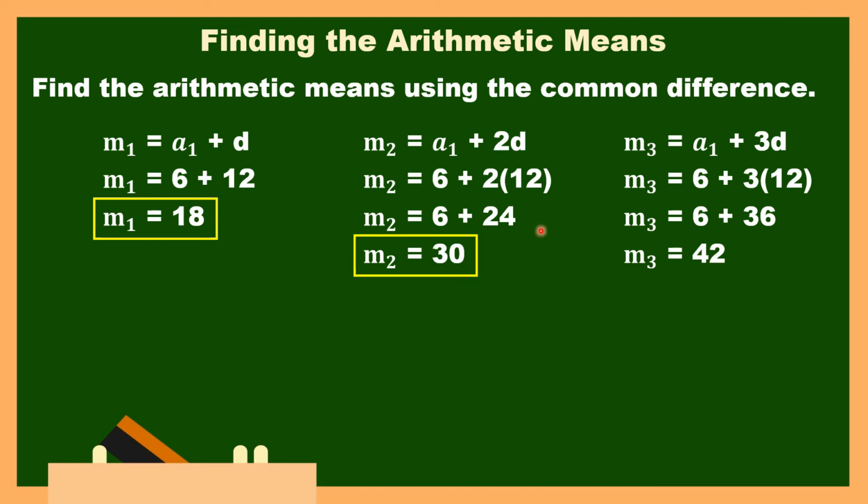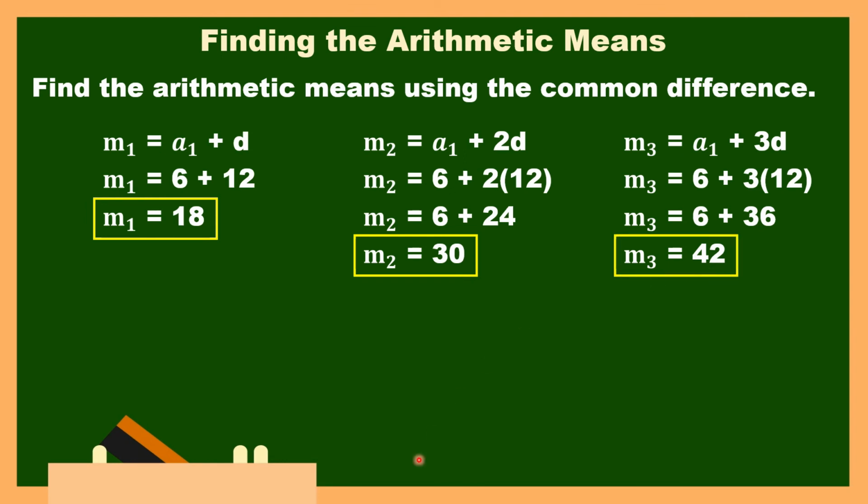At para naman sa m sub 3 is equal to a sub 1 plus 3d. Then, m sub 3 equals 6 plus 3 times 12. Sinubstitute lang po ang value ni first term at common difference. Then, m sub 3 equals 6 plus 36. Since 3 times 12 equals 36. Then, add 6 plus 36 equals 42. Yan ang ating pangatlong arithmetic means.